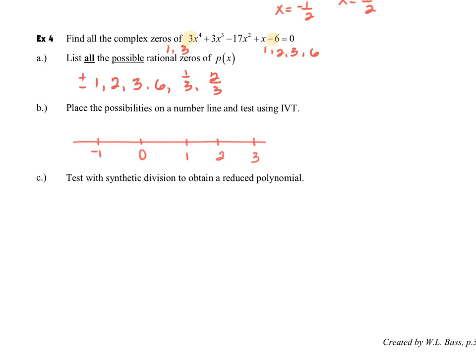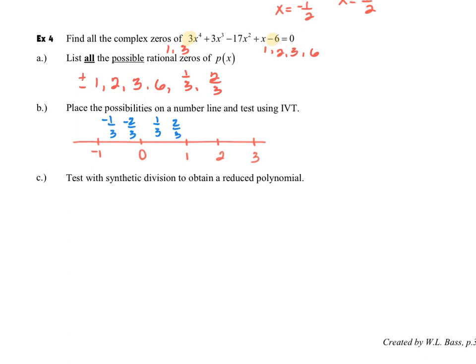Now I'm going to put those on my number line here. So putting those on my number line, my 1/3 and my 2/3 are both going to fall between 0 and 1. And again, just so you can see how we could do this, we could also write those on here. When I don't have quite as many, I do sometimes go ahead and write those on. Then I'm going to start checking for sign changes.